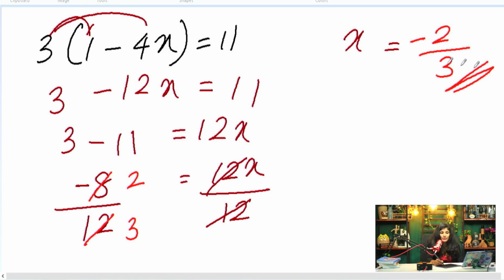If I do this one as a decimal value, 2 over 3, negative 0. For 20, how many 3's are there? 6, 6, this is recurring. So this is the decimal answer.